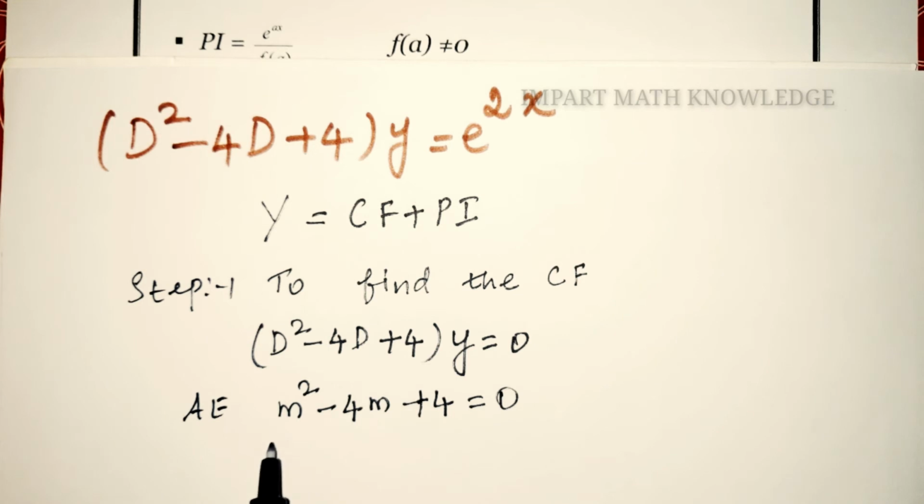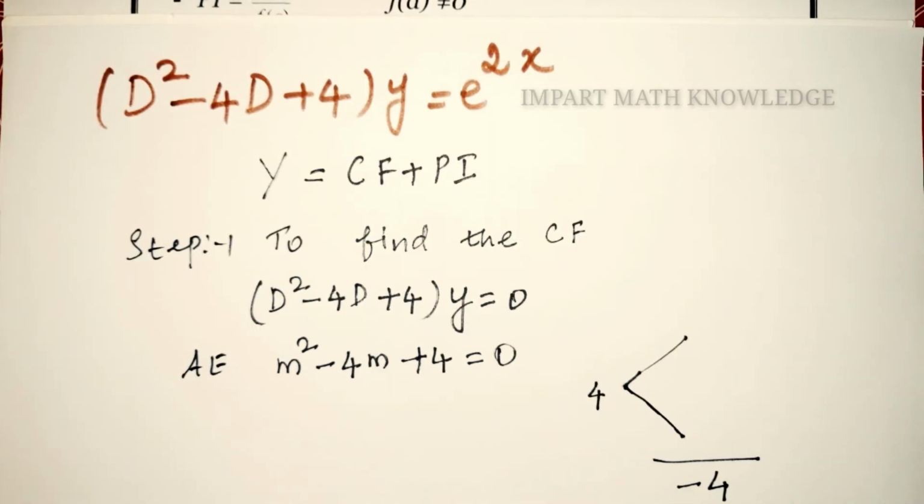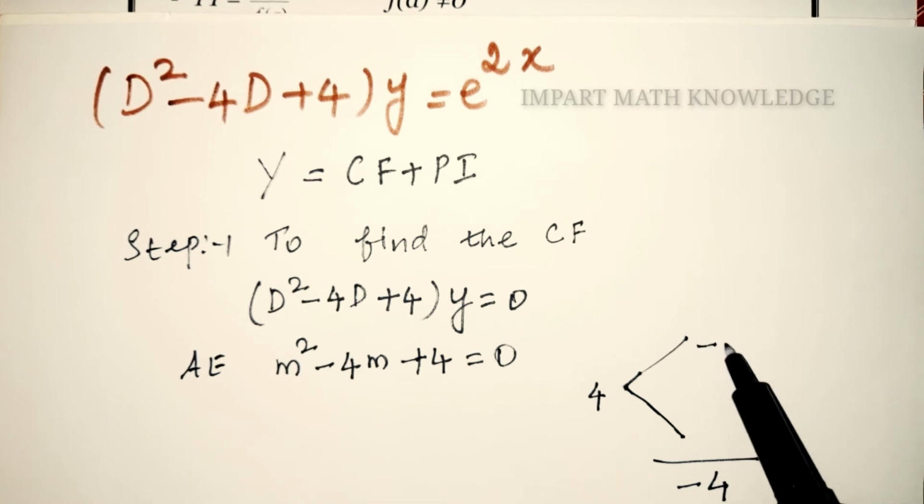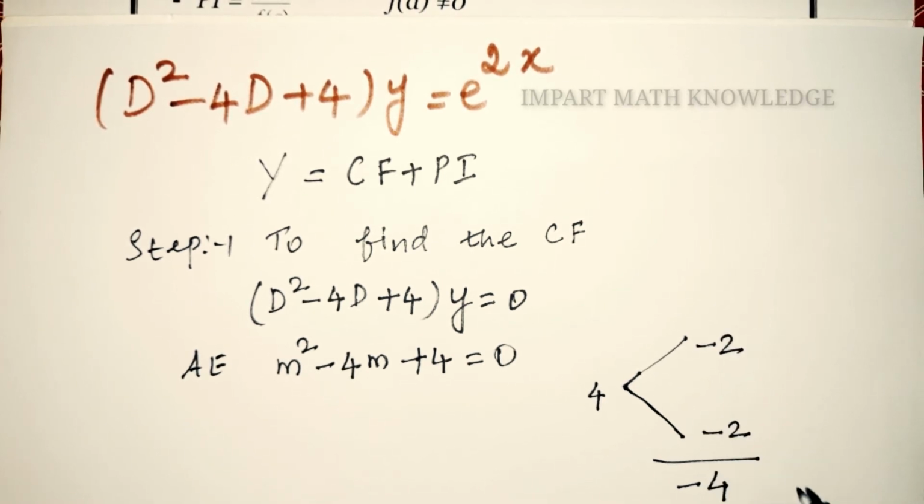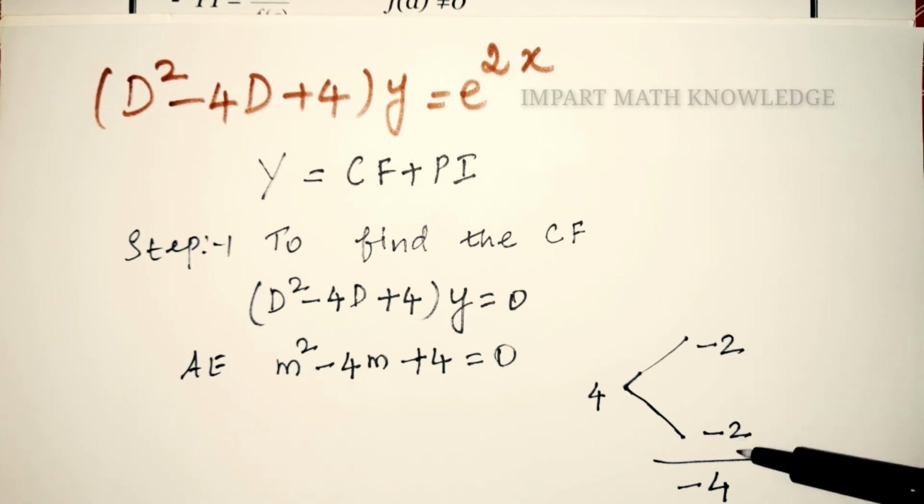Then find the roots of the auxiliary equation. For that, you have to find the two factors. Adding those two factors, you will get minus 4. Multiplying the same factors, you will get 4. The possible factors are minus 2, minus 2. If you add these two, you will get minus 4. If you multiply these two, you will get plus 4.